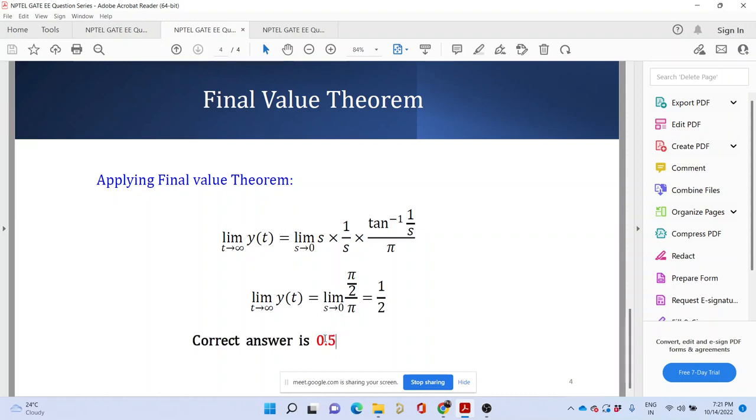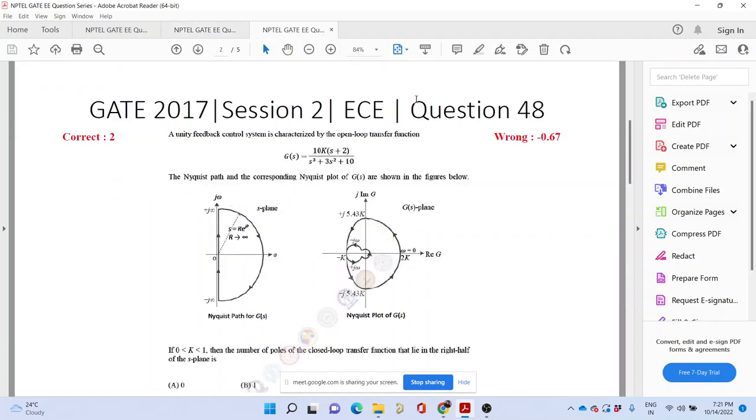So Abhishek and Anubhav have done it correctly. It is 0.5. Now this is the last sum. Try it out and tell me what you are getting. I am giving time up to 7:30. After that I will ask you what you have got.